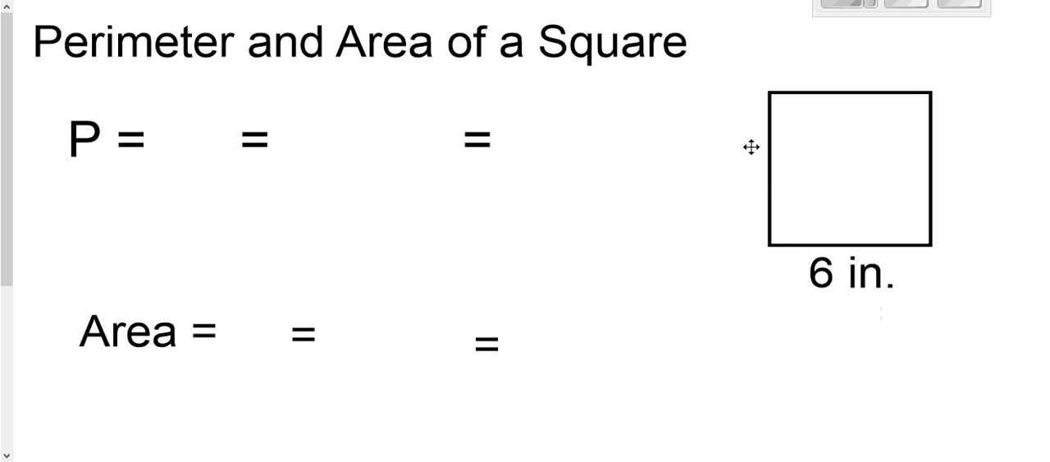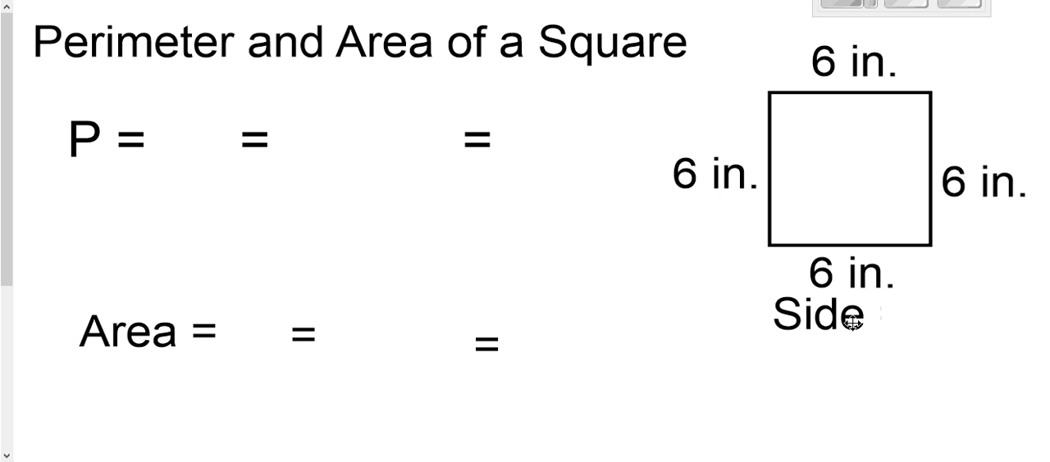So here we have a square with the side length is 6 inches. So we know that in a square all the sides are the same. So all of them are 6 inches. The perimeter, of course, we can see that we could add all these up, and what would we get? We get the perimeter, the distance around this.